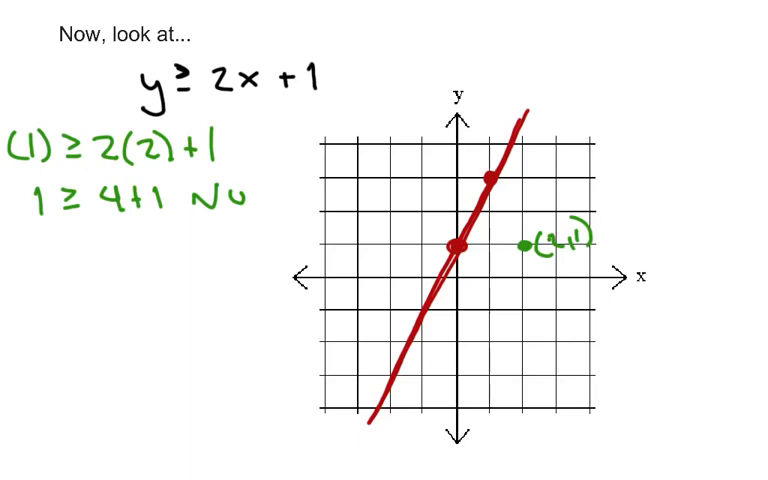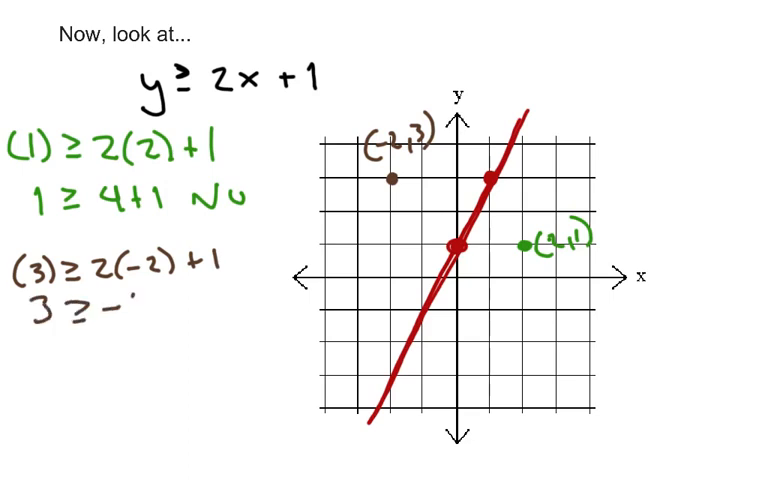On the other hand, what if I pick something on the other side, like right here? This is the point (-2, 3). So we plug that in. Is my y coordinate greater than or equal to 2 times the x coordinate plus 1? Is 3 greater than or equal to -4 plus 1, which is -3? Well, yeah, every positive number is greater than a negative number. So this is a solution.